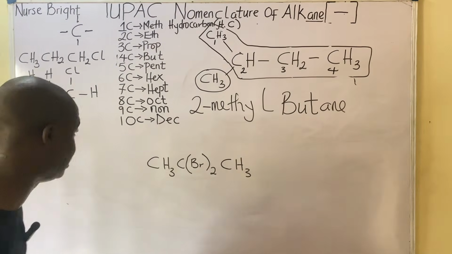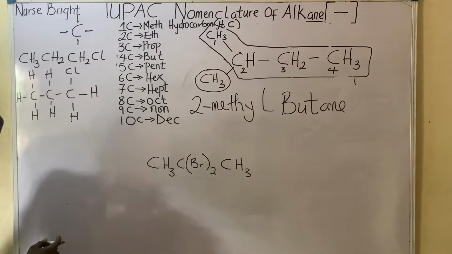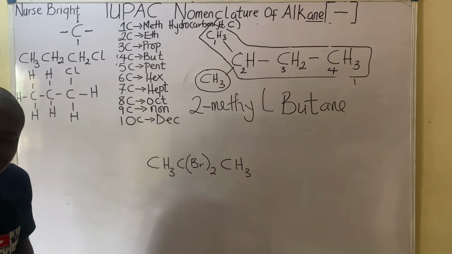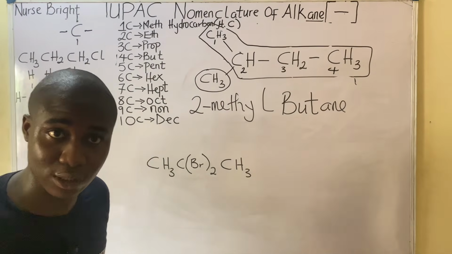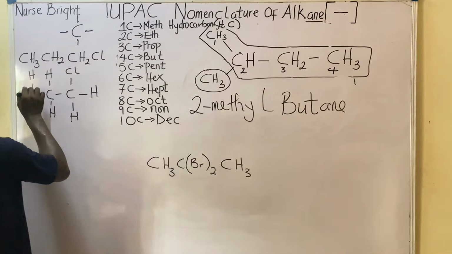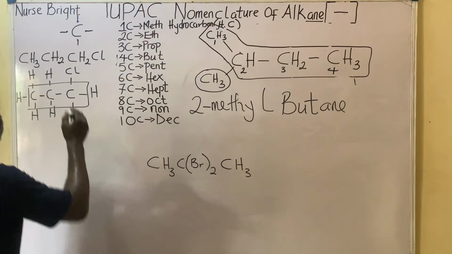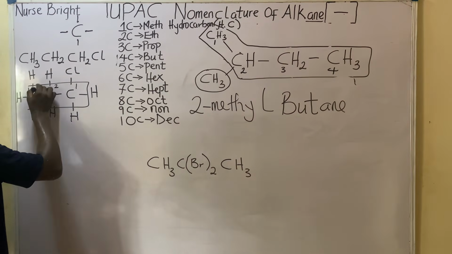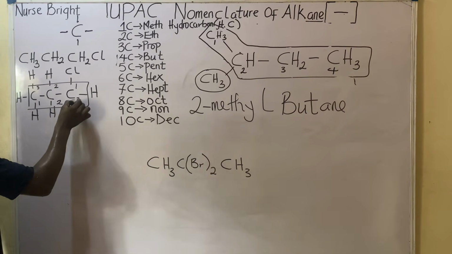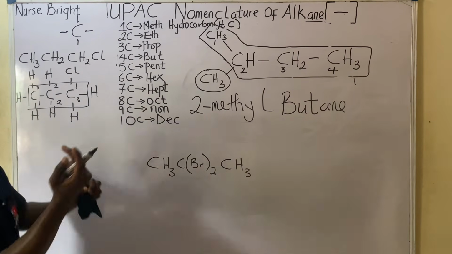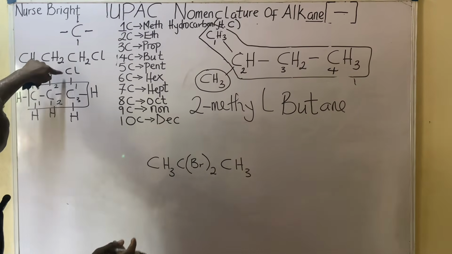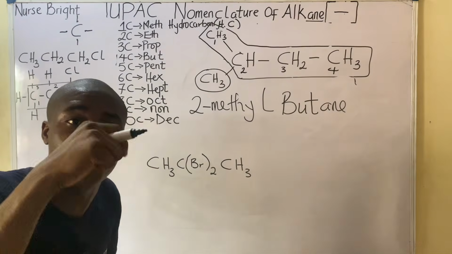It's actually very easy. So the next thing we have to do here is to now name it. Remember I said that you must count. Identify the longest continuous carbon chain, which is this, and also count forward and backward. So here should be number 1, number 2, number 3, number 1, number 2, number 3. Then if you count from this direction, chlorine, which is the substituent, will fall on which carbon?